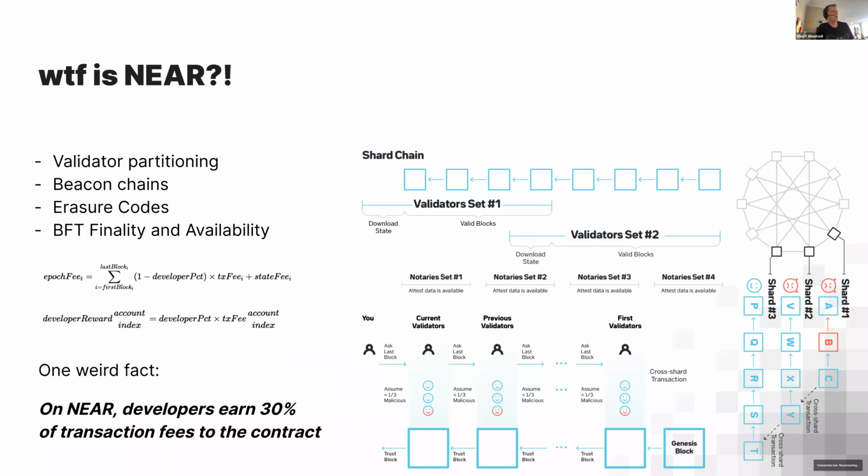So what's NEAR? Validator partitioning and beacon chains, erasure codes, Byzantine fault-tolerant finality, and high availability. Here's some equations around the economics of NEAR, and there's a weird fact about how developers can earn 30% of transaction fees to the contract. This is all useful information. This is all important information, but it's out.